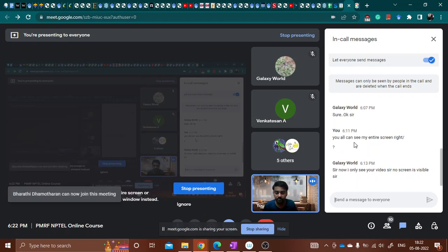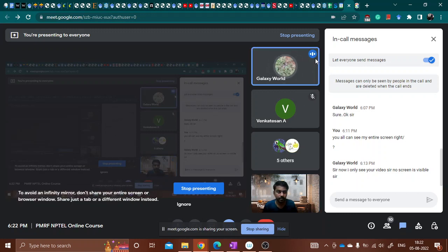Is there a problem with my screen sharing? My screen is visible, or when I was calculating, my screen was visible, or was it visible, right? It was visible, right?